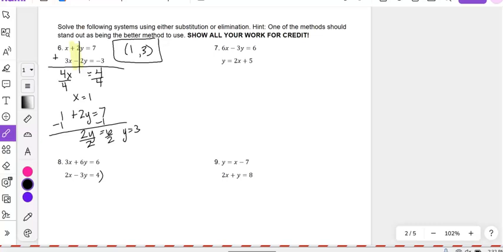Number 7. So I have 6x minus 3y equals 6 and y equals 2x plus 5. I have a variable by itself, so I'm going to plug it in to the variable. So I have 6x minus 3, instead of y, I'm going to put 2x plus 5, equals 6. I have to distribute that negative 3 out, so I have 6x minus 6x minus 15 equals 6. 6x minus 6x is just 0. So then I have negative 15 equals 6. Does negative 15 equal 6? No. So it's no solution.